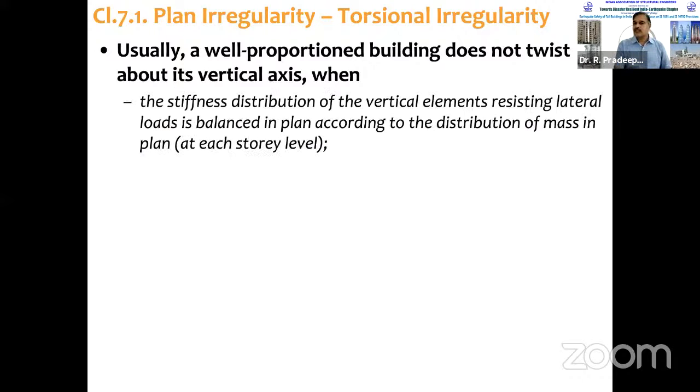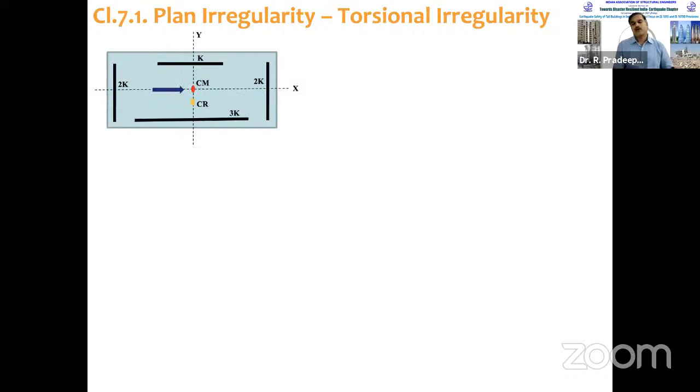So the stiffness distribution of vertical elements should be balanced according to the plan distribution of mass. As an example, along the x direction, k is the stiffness at one end and 3k is at the other end. In the y direction, it is symmetric. That means the center of mass and the center of resistance, that is the center of stiffness, differ, so there is eccentricity here. In this case, the building will twist in the clockwise direction.